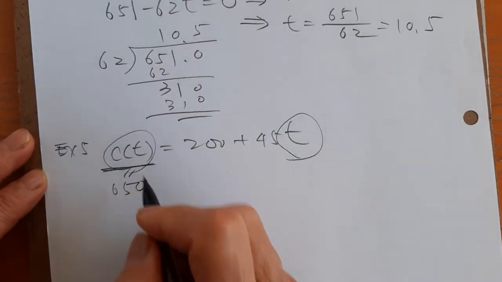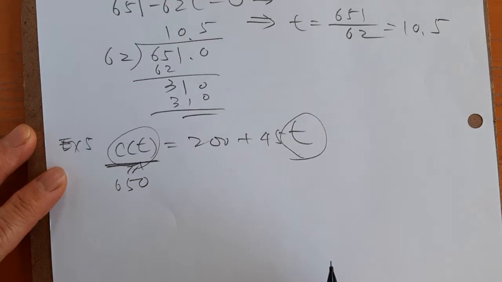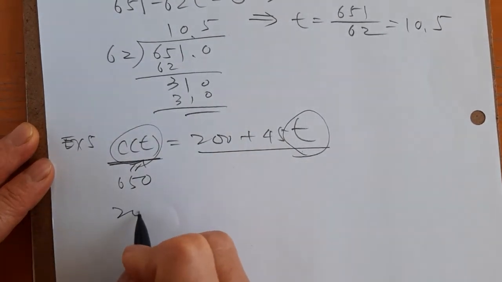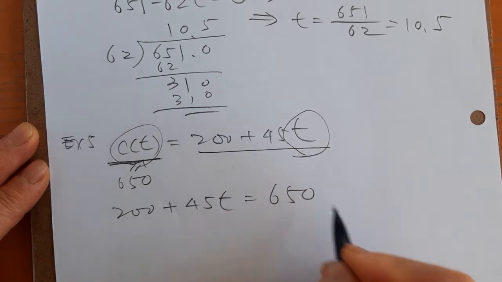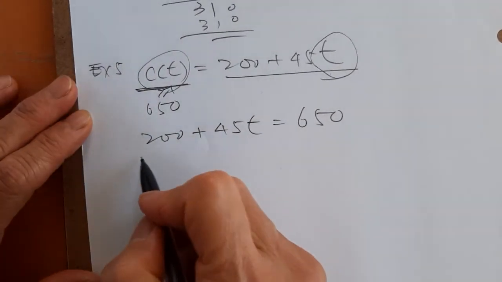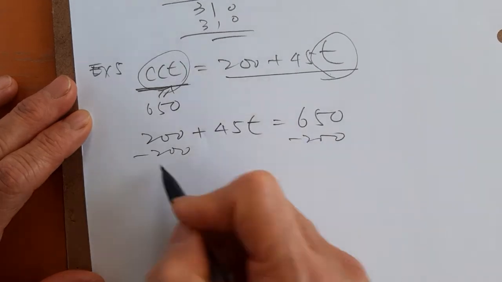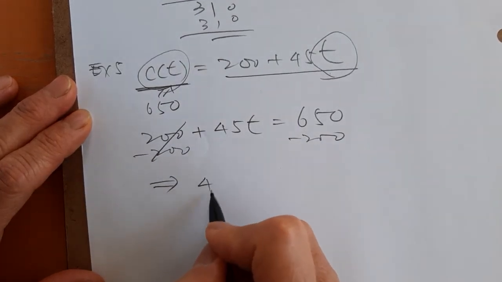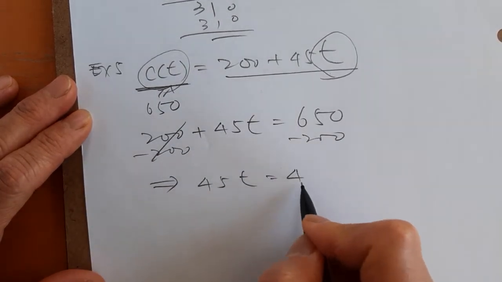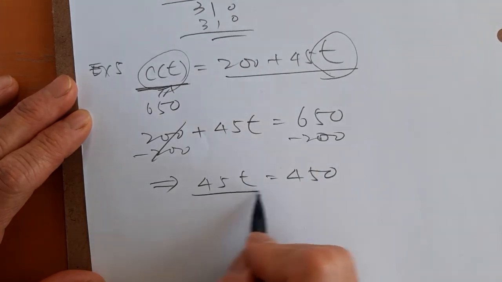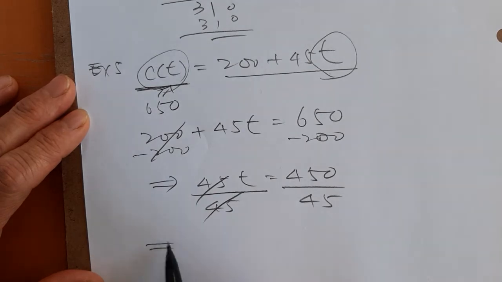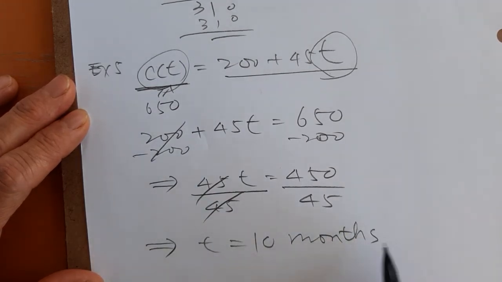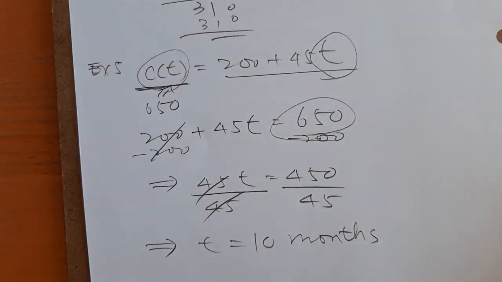So use $650 and plug it into the cost. It becomes 200 plus 45T equals $650. Then you subtract 200 from both sides, so you get 45T equals $450. Then divide by 45 and cancel, so you get T equals 10 months. After 10 months, the total cost is $650.